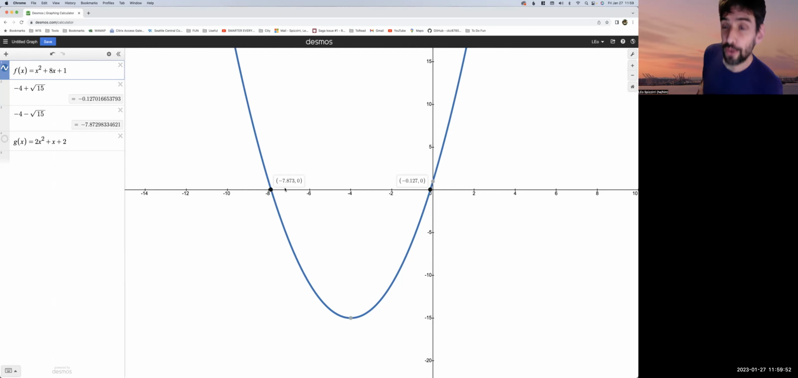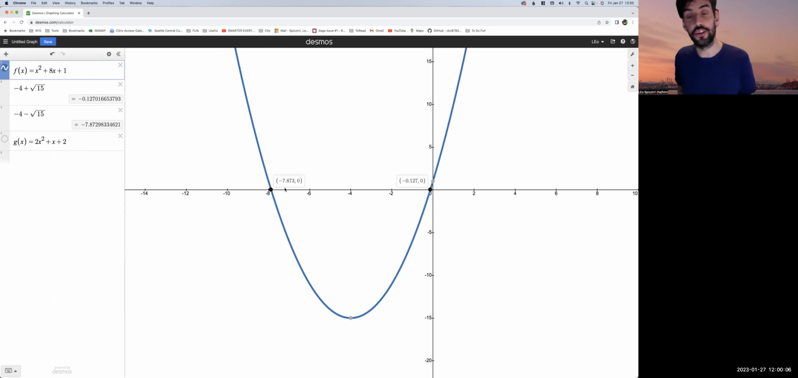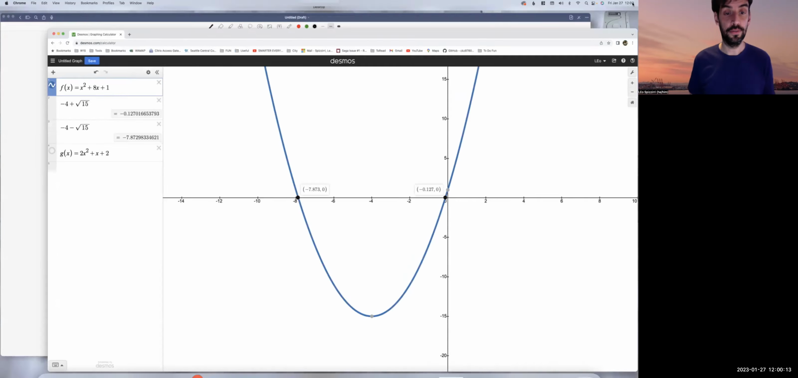So solving that equation is equivalent to finding the x coordinates of the graph of that expression when the y coordinate is 0, finding the x-intercepts, the two places where it hits the axis. So there's a little visualization of our problem. Let's do one more example.